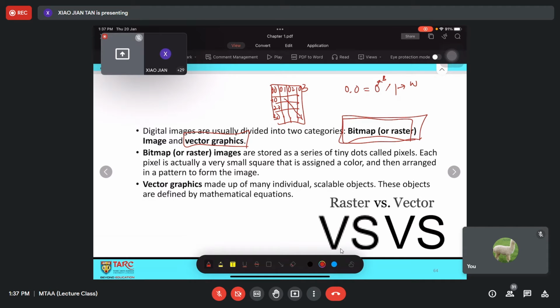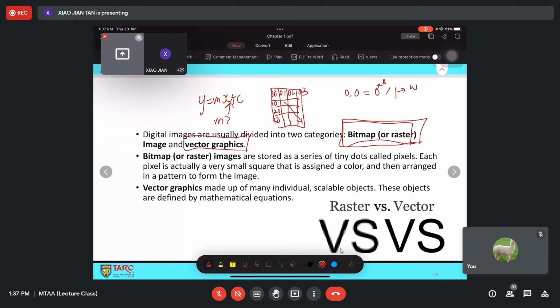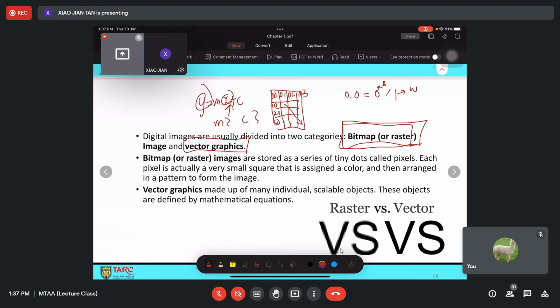Okay, but for vector, it is a bit different because vector is not defined by using pixels. The vector is defined by using equations. That is why whenever you zoom in or zoom out, the equation is always there. For example, y equals mx plus c. This is a very common mathematical equation. So you can substitute any value for x as long as you have the values for m and c. So you can put in the x value to calculate the y value, or put in the y value to calculate the x value, and vice versa.